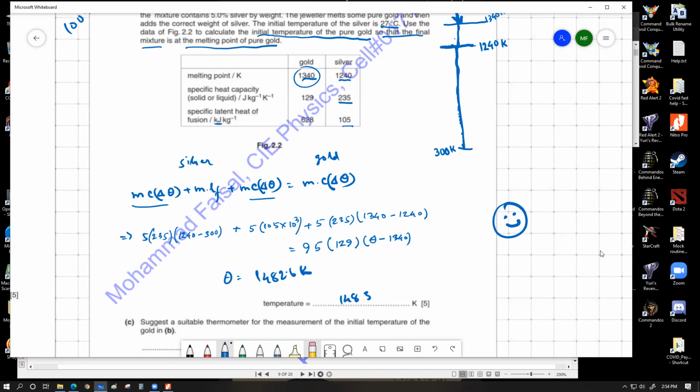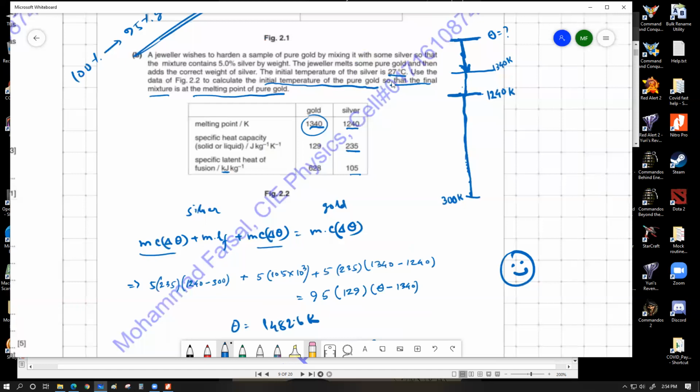Yes, sir. Practically, if you ask me, it's not difficult. But it's not difficult in terms of the math that you have to do, but it's difficult in terms of retrieving the actual information out of the question, because this last line can be difficult for you to make sense of. Read it again. Use the data of figure 2.2 to calculate the initial temperature of the pure gold so that the final mixture is at the melting point of pure gold.